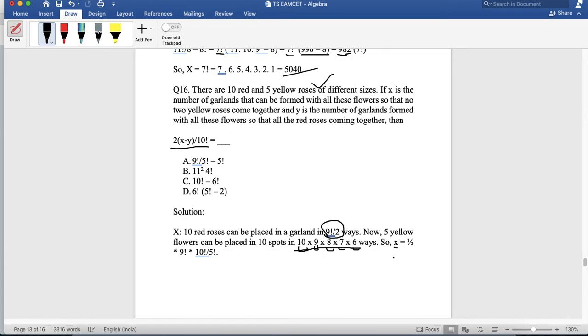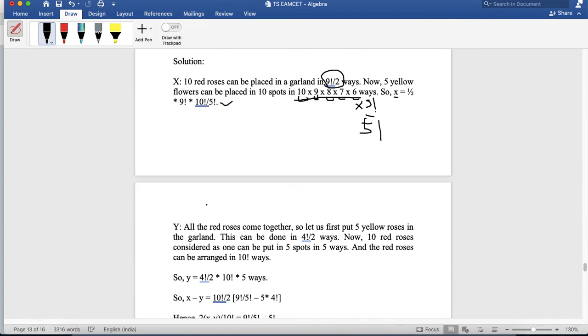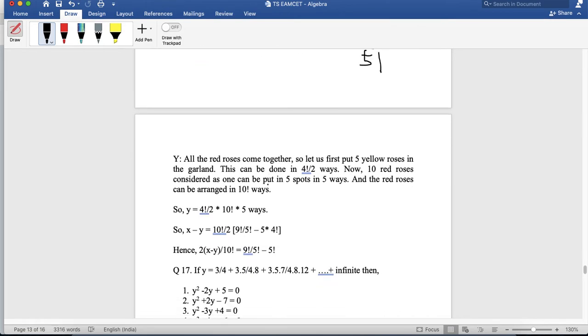So what will be the value of x? x is half into 9 factorial into this. What I have done is multiply it with 5 factorial and divide by 5 factorial. So the numerator will become 10 factorial. Why have I done this? Because the question has asked 10 factorial here, so I have made sure I have 10 factorial over here.